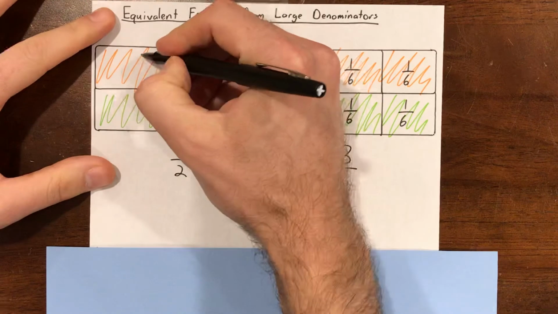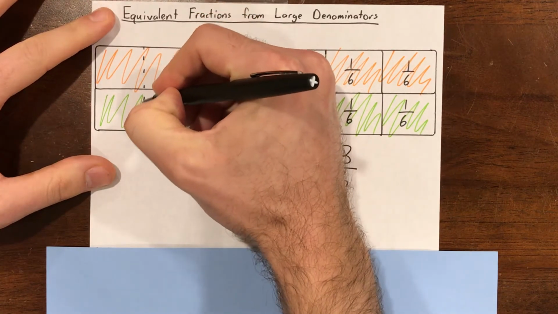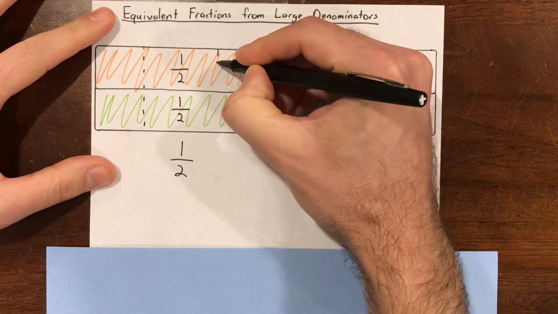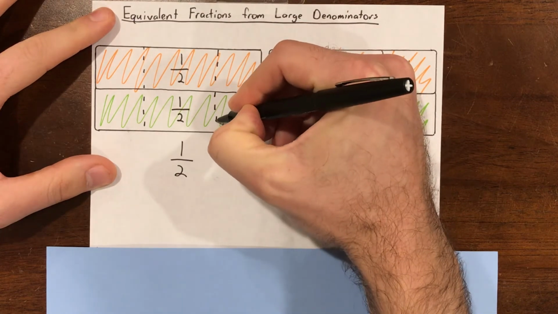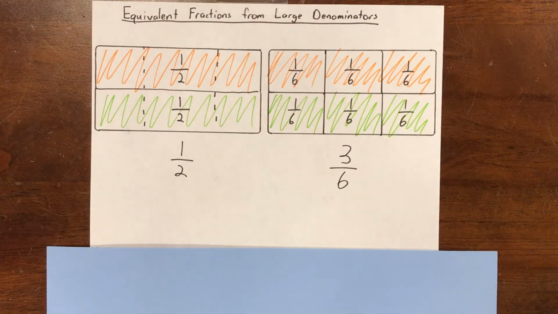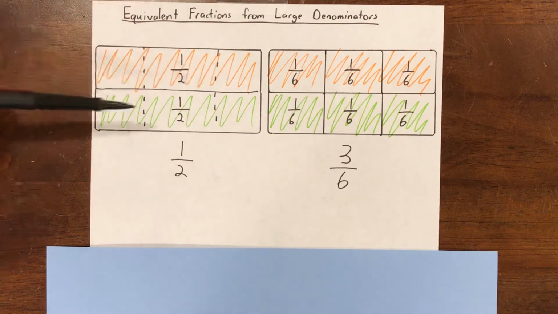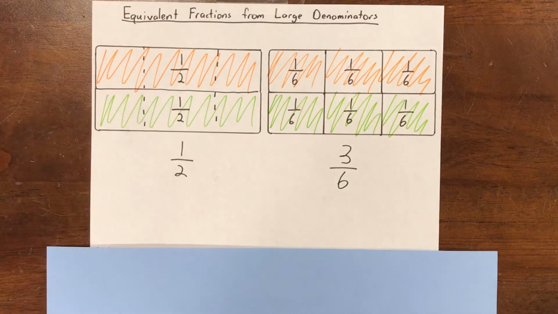I'm going to add dotted lines here to show how we did that. So one way that we can make equivalent or equal fractions is by partitioning the fraction into a greater number of smaller equal parts. We broke this fraction into a greater number of smaller equal parts.